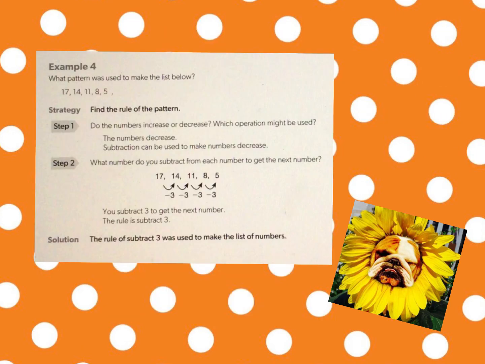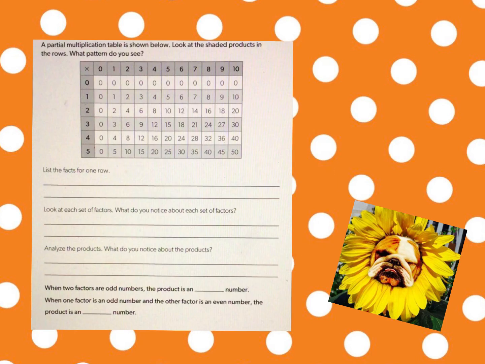So looking at this example, what pattern was used to make the list below? We have 17, 14, 11, 8, and 5. I notice that I'm going down, so I'm going to have to subtract something, okay? So I think 17 in my head, and I count down, 17, 16, 15, 14. So it looks like I'm subtracting 3. Double check it, 14, 13, 12, 11. Yes, so I am going to subtract 3. So my rule would be that I was going to subtract 3 to make the list of numbers.